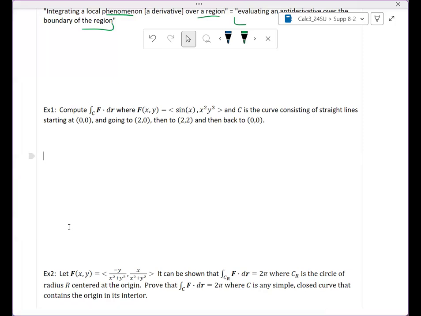All right, so example one, we want to compute the line integral of F dot dr, where F of x, y is sine x, comma, x squared y cubed, and C is the curve consisting of straight lines. Let's draw this. Starting at 0, 0, going to 2, 0, going to 2, 2, and then going back to 0, 0.